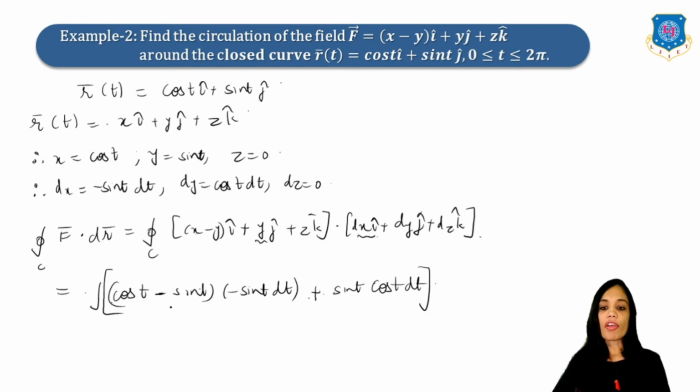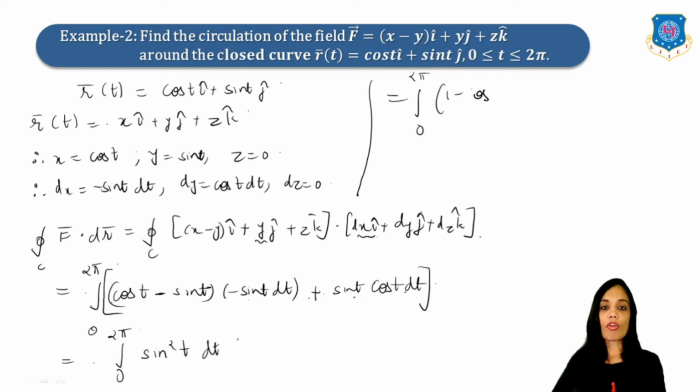And now everything is coming in t, so we have to put the limits of t which are 0 to 2 pi. Now if I open the bracket, this minus cos t sin t and this plus sin t cos t will get cancelled out. So what will remain, integration from 0 to 2 pi sin square t dt. Now we know that sin square t can be written as 1 minus cos 2t upon 2 dt.